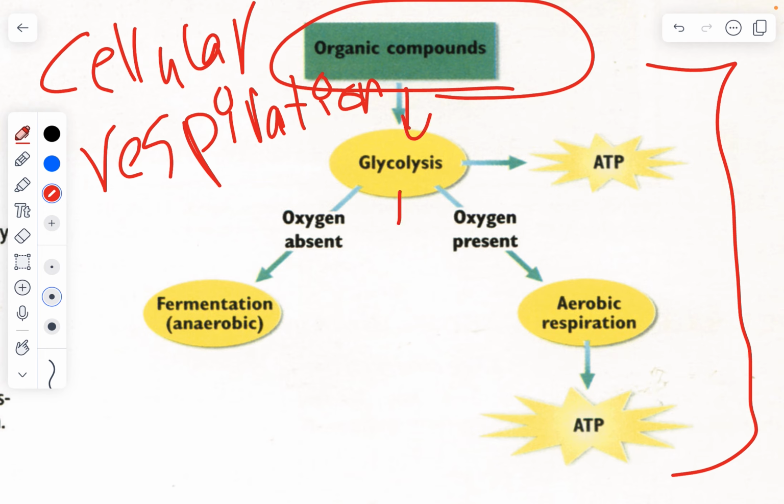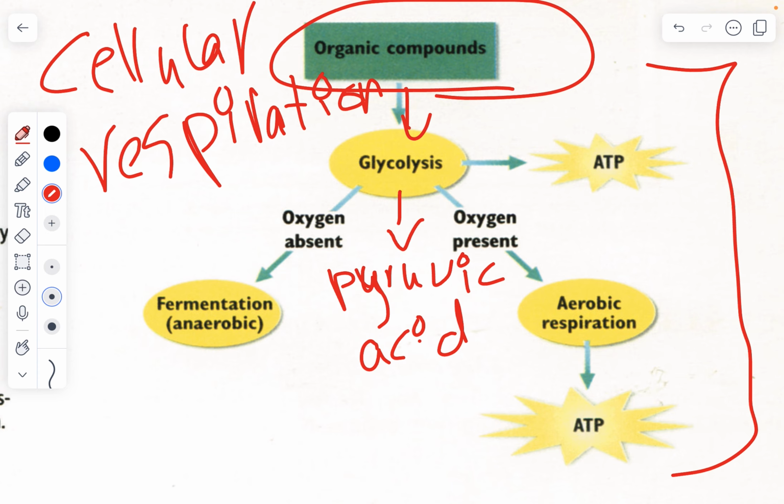When it undergoes glycolysis, we will learn the upcoming reactions in detail, but first glycolysis will happen. And the glycolysis product is what? We call it pyruvic acid. Pyruvic acid is the product of glycolysis.